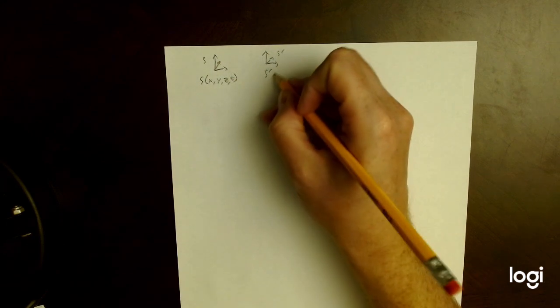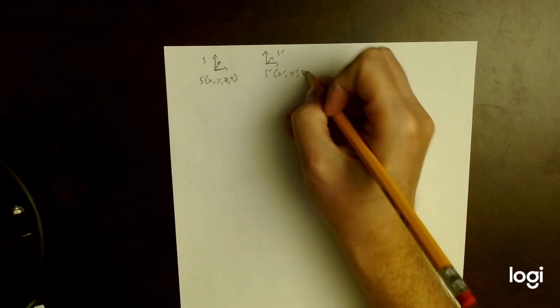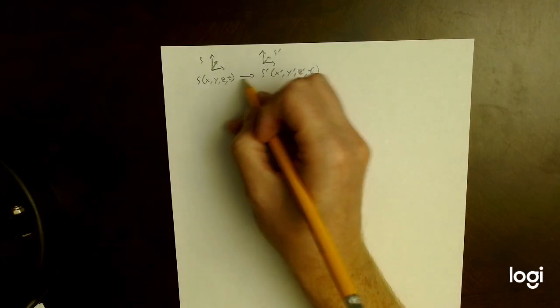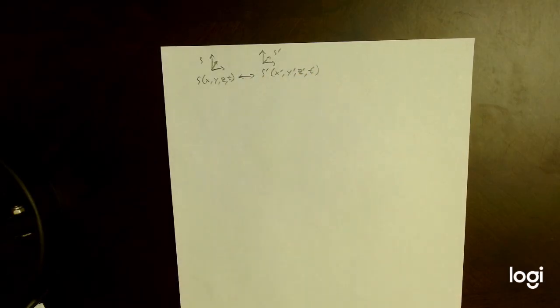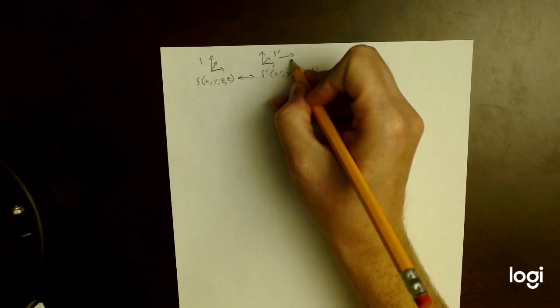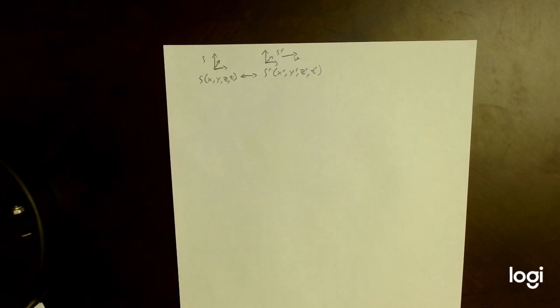And in the S prime frame, we have the same things, but primed: x prime, y prime, z prime, t prime. And these are going to be a set of transformations that allow us to move between these different frames. And of course, this S prime frame moves with a relative velocity v with respect to the S frame.